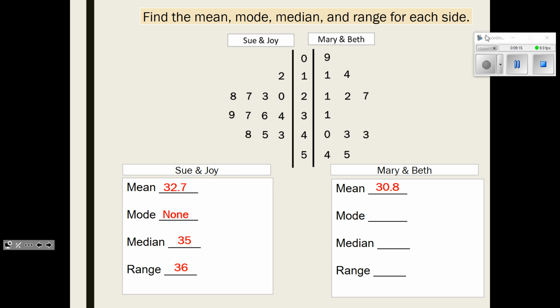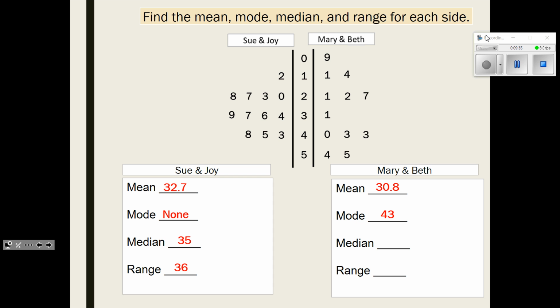The mode is the number that occurs the most often. And in Mary and Beth, we actually had a number that appeared twice. We had 43 and 43. So the number 43 appeared more than any of the other numbers, so that is the mode, the number that occurs the most often. The median is the middle number.